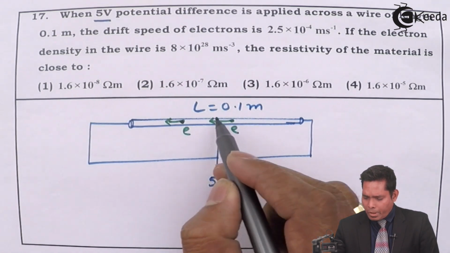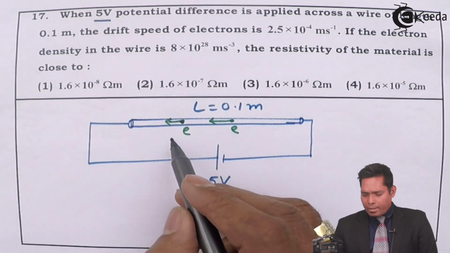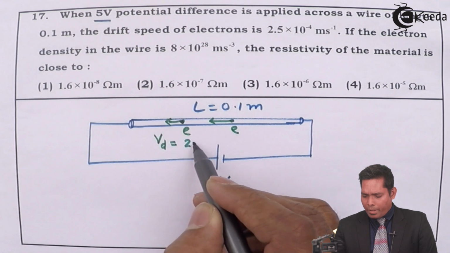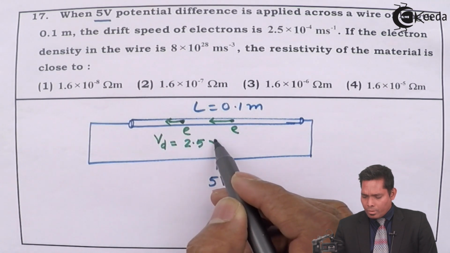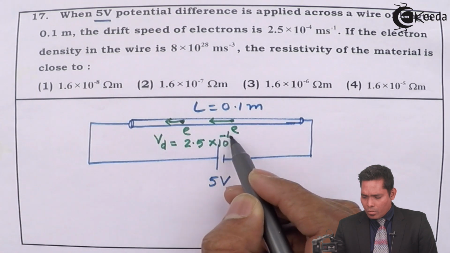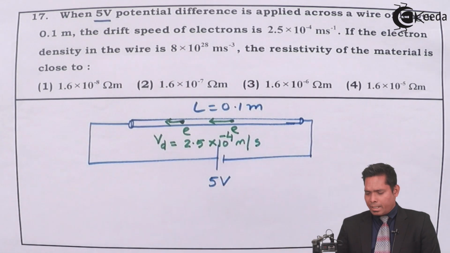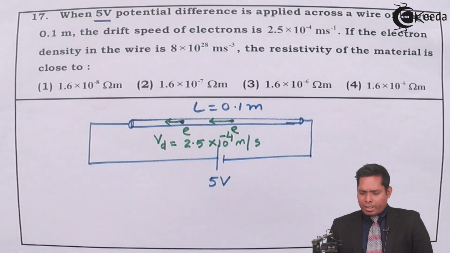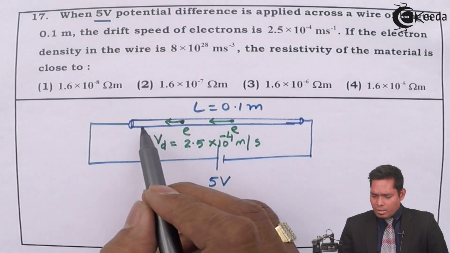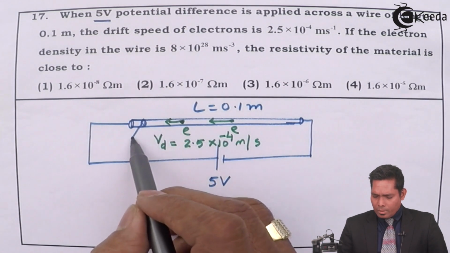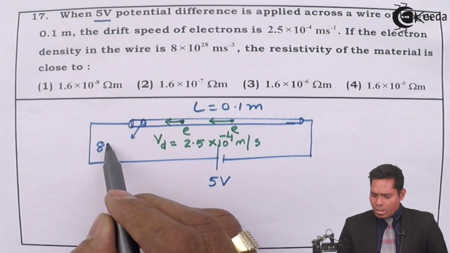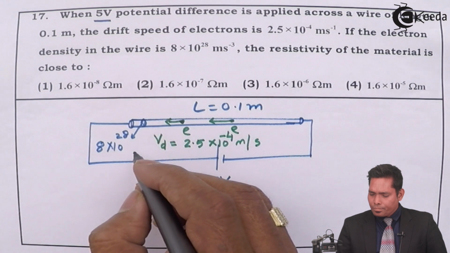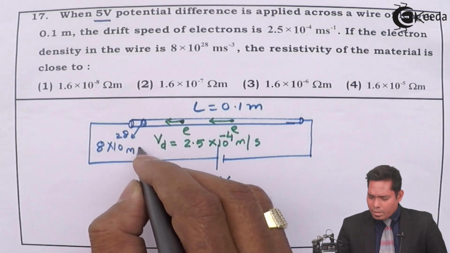The electrons will be drifting towards this positive side, and the velocity is given as 2.5 × 10⁻⁴ meter per second. This is how the velocity is. Now if the electron density in the wire is 8×10²⁸ m⁻³.